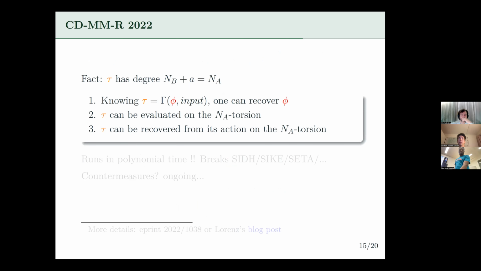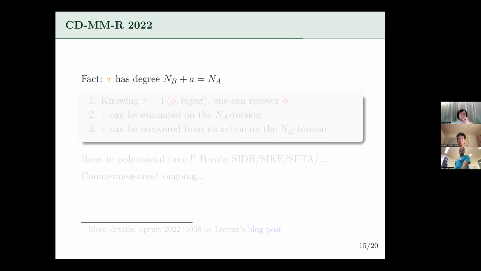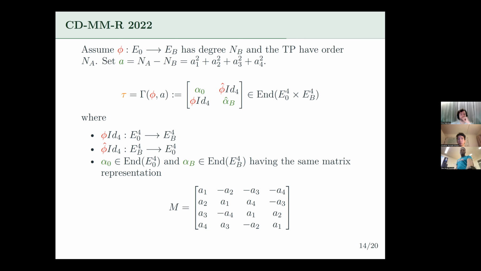So we will look at the properties. The first property was, okay, we will start with the second one, which is more straightforward. The second property is that you can evaluate it on the NA torsion. If we come back, we can evaluate phi and phi dual on the NA torsion, and the endomorphisms alpha and alpha B dual are just scalar multiplications or linear combinations of scalar multiplications on some specific curves, so they can be easily evaluated on any torsion point.